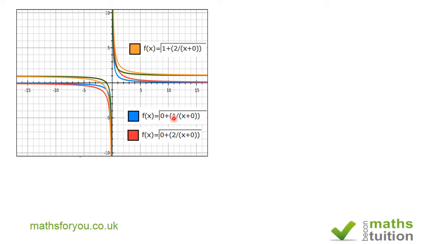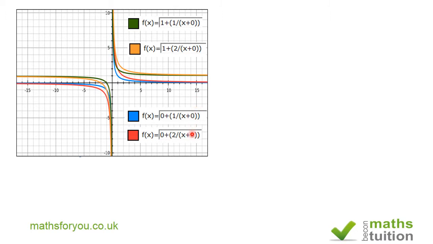Now, what I then did was to move the blue and the red graph 1 unit upwards, and I achieved that by putting 1 there instead of 0. So I replaced my 0 there with 1. This 1 now becomes my horizontal asymptote, y is equal to 1. My vertical asymptote is still x is equal to 0. That's not changed.